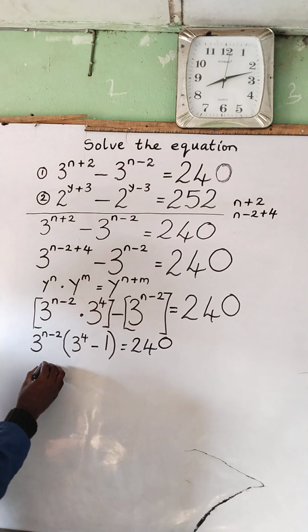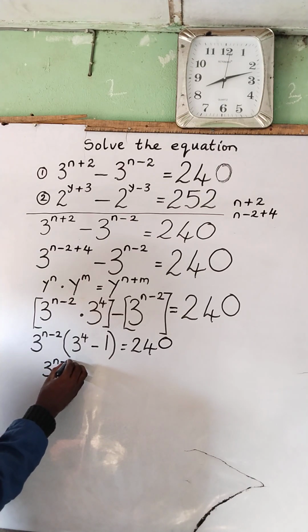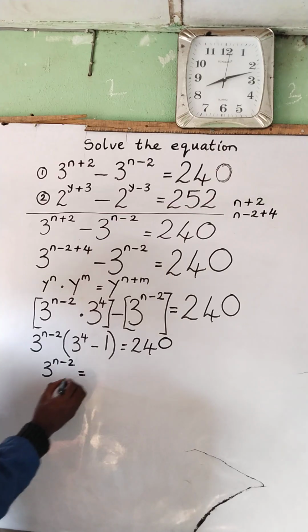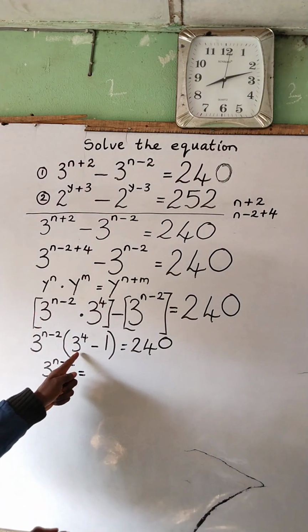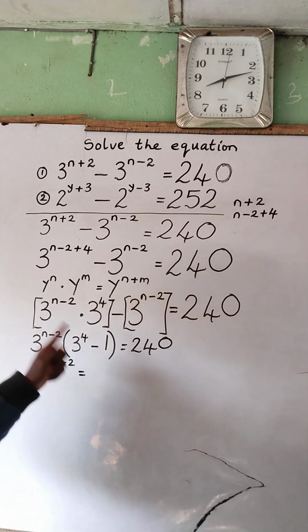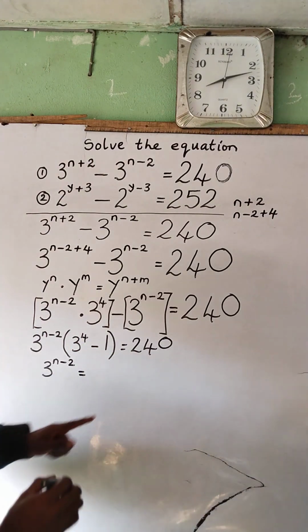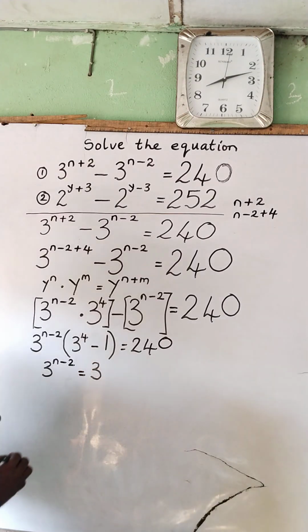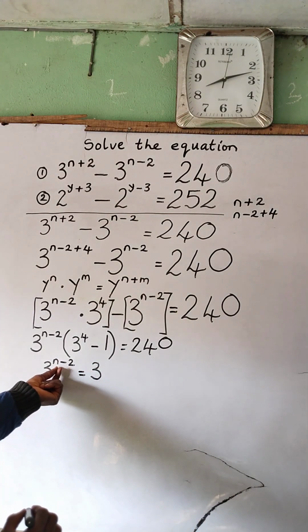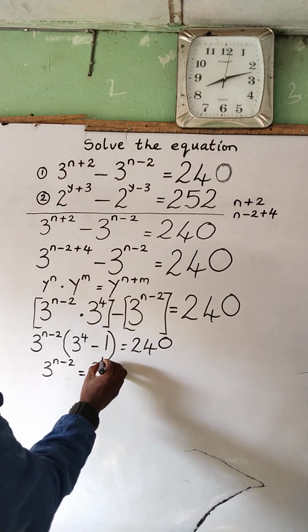And when I do, we will have 3 to power n minus 2 is equal to, remember that I will divide both sides by 80, because 3 power 4 is 81 minus 1, which will give us 80. So if I divide this side by 80, it will give us 3. And since this thing now is raised to power n minus 2, I will also raise this one to that invisible 1. I will make it visible.